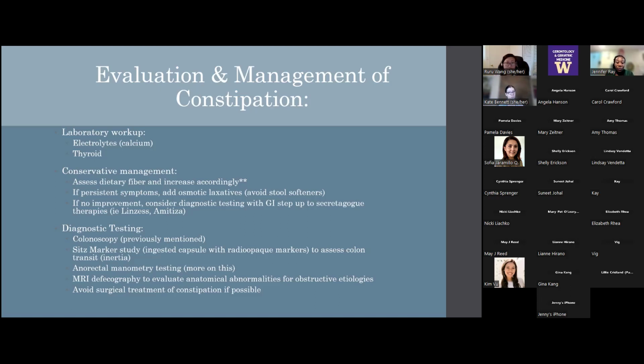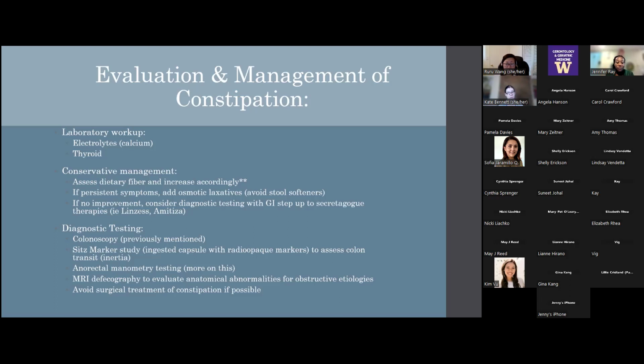Anorectal manometry testing, and I'll talk more about this later, is looking for defecatory disorders or dyssynergic defecation, aka pelvic floor dysfunction, contributing to constipation. MRI defecography can be used to look for an anatomical abnormality, such as a rectocele, which can cause a pseudo-obstruction, as well as other obstructive etiologies contributing to constipation.